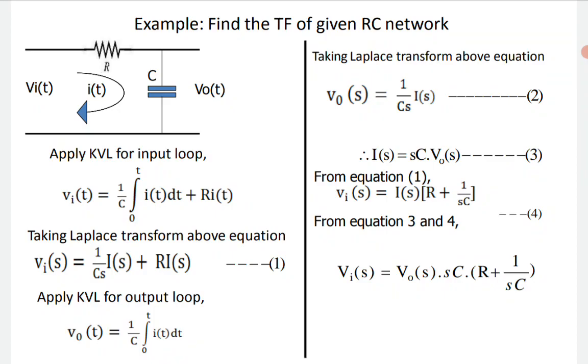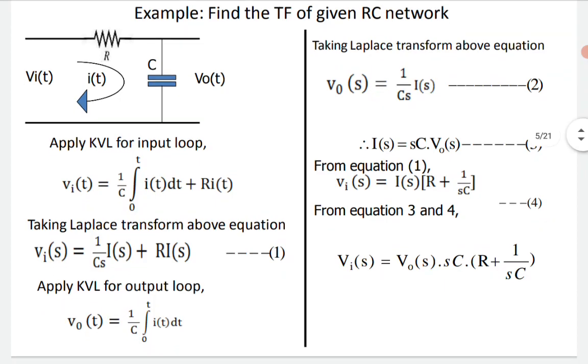Now we will substitute this I(s) value into equation 1, which generates Vi(s) = I(s) taking common, within the bracket, (R + 1/(sC)). From equations 3 and 4 we can rewrite the above as Vi(s) equal to V0(s), where I substitute the value of I(s), that is sC V0(s). So that is V0(s) sC times (R + 1/(sC)).